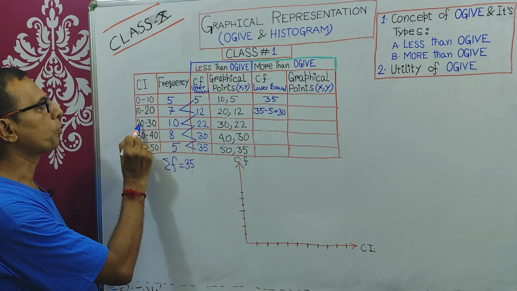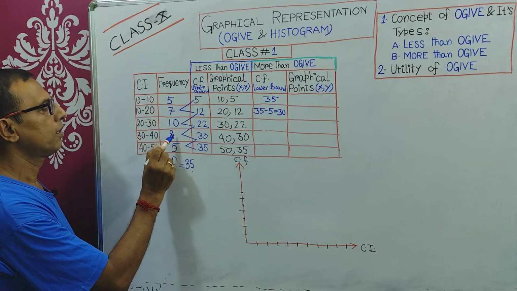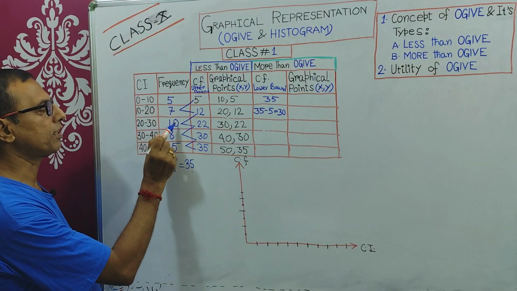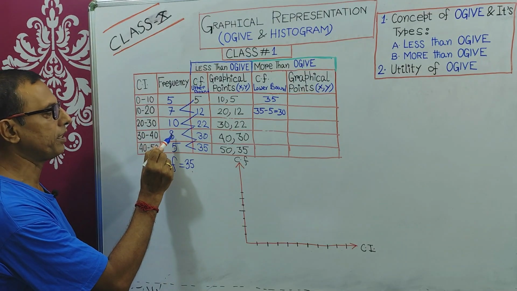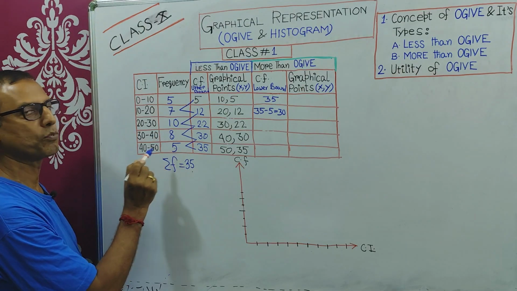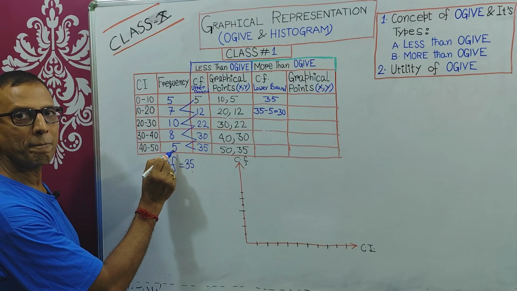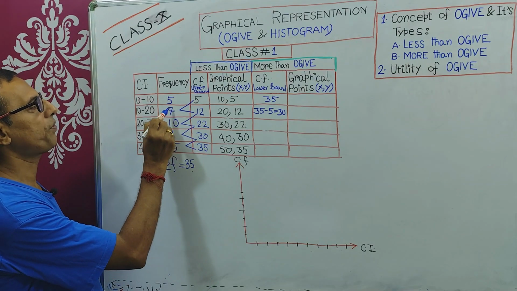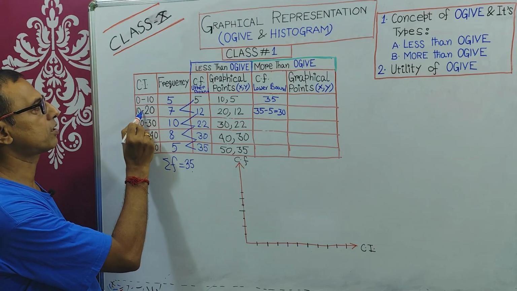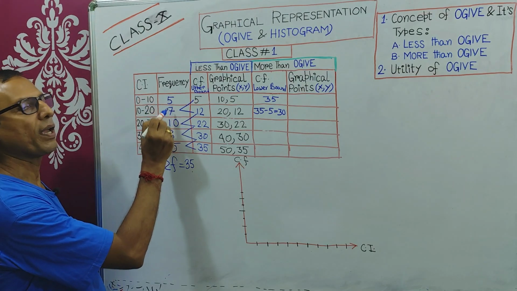Either you can do 20 and above. How many data points you have? 10 plus 8 plus 5, 20 to 30, 10, 30 to 40, that is also above 20, 40 to 50, that is also above 20. That means 10 plus 8 plus 5, 23. So either you can say 10 plus 8 plus 5, 23, or you can say 35 minus 12, because 10 to 20 and 0 to 10, that is below 20. So 5 plus 7, 12.